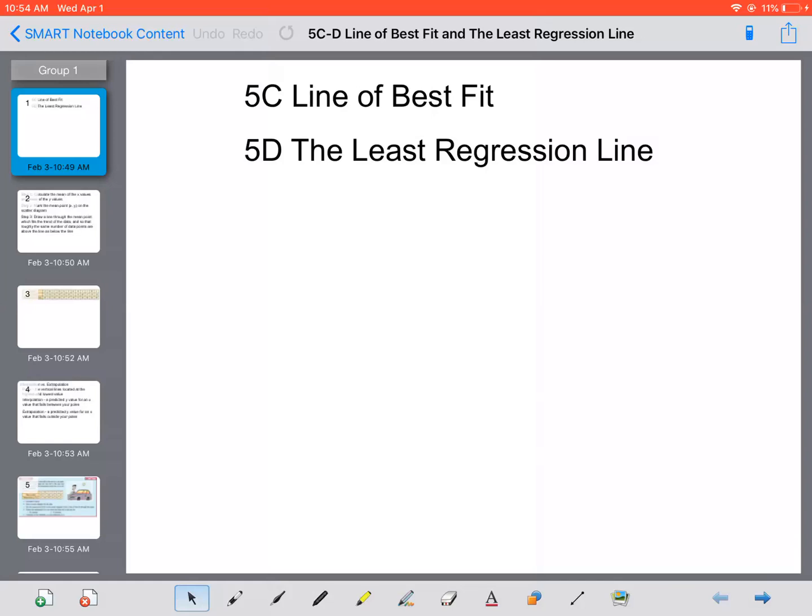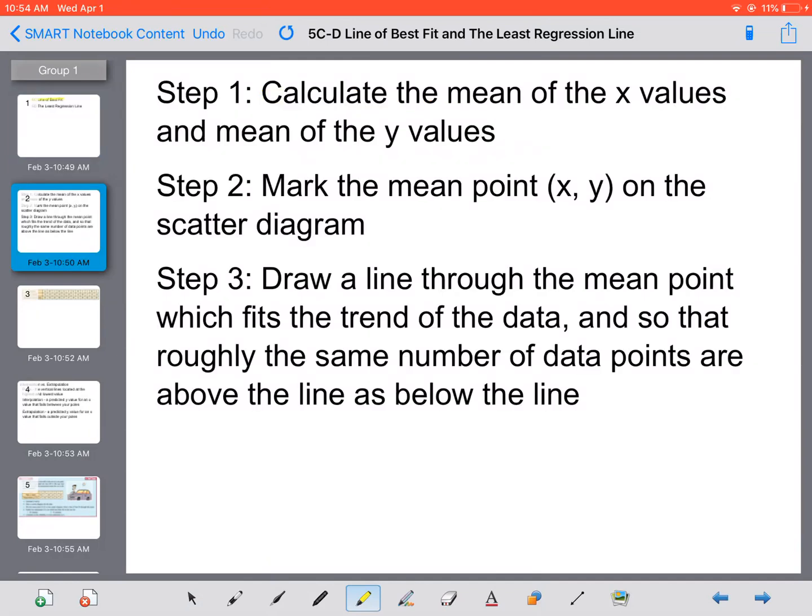Good morning. Today we are going to do lesson 5C, which is line of best fit. So you guys are familiar, a line of best fit is a scatter plot. You've done these before, and it is going to be a line that best represents the data. So here are the steps that we need to follow.